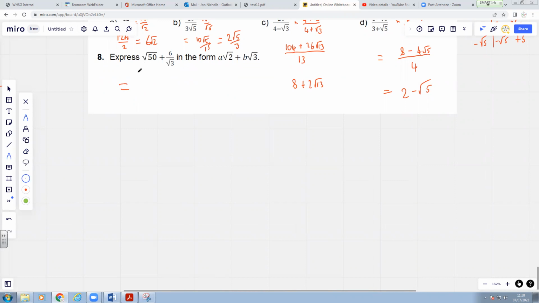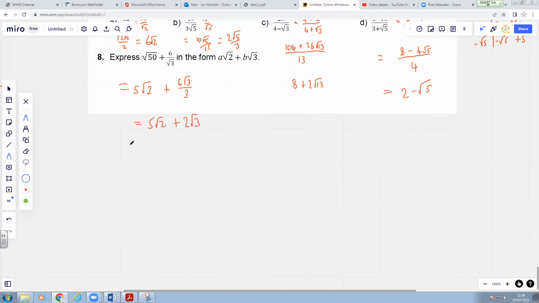Okay, here that's 25 times 2, so that's 5 root 2 if I square root the 25. This one, if I times top and bottom by root 3, I get 6 root 3 over 3, which is 2 root 3. So the answer is 5 root 2 plus 2 root 3.